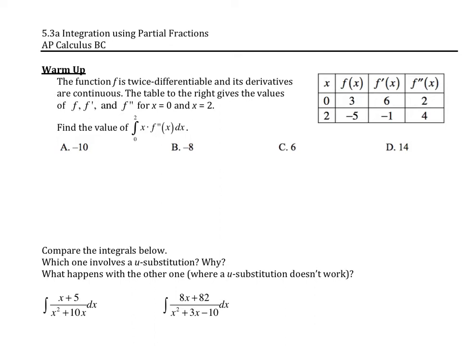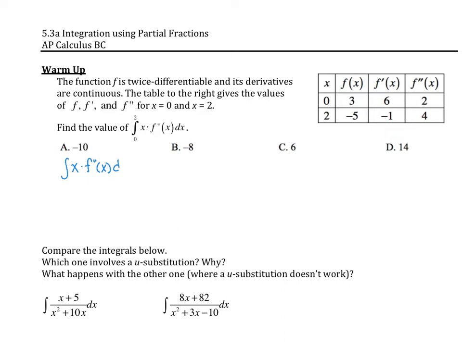So let's look at this example. It says that we have a twice differentiable function and its derivatives are continuous. And so the table is given at right, and we are asked to find the integral of x times f double prime of x dx. Now looking at this, I know that I'm going to do it without the bounds in first. We'll put the bounds in just a moment.